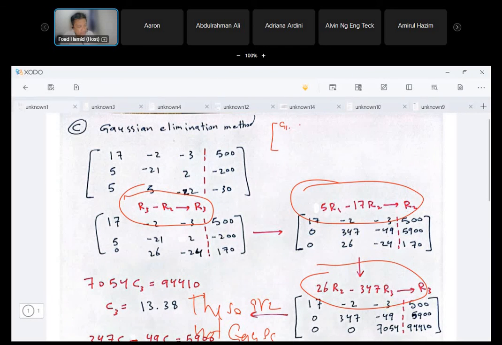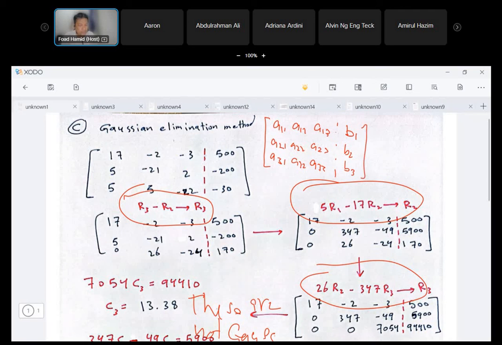A11, A12. This is too small. Okay, let me write this bigger. A11, A12, A13. Okay, the partition, and then B1, and then A21, A22, A23, B2, A31, A32, A33, B3. Okay, so the whole idea of Gauss elimination is this.